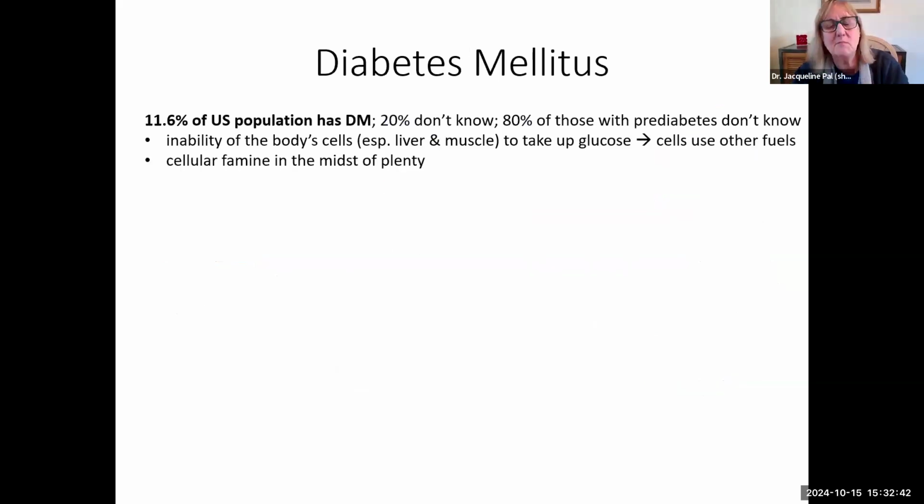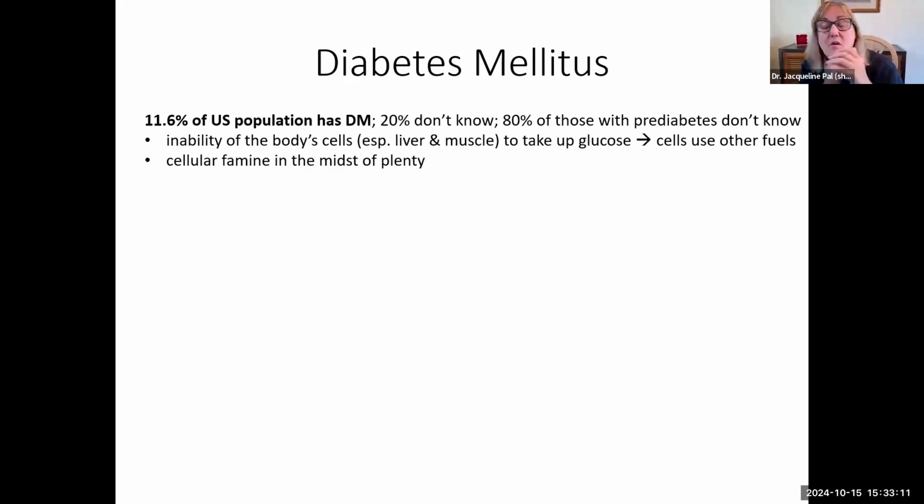All right, so let's take a minute talking about diabetes mellitus. So when somebody says they have diabetes, whether type 1 or type 2 diabetes, this is the type of diabetes they're talking about. And in the United States, almost 12%, that's 1 in 8 people, has diabetes. In some populations, Hispanics, higher than that. Of the people that have diabetes, 20%, 1 in 5, don't know they have it.